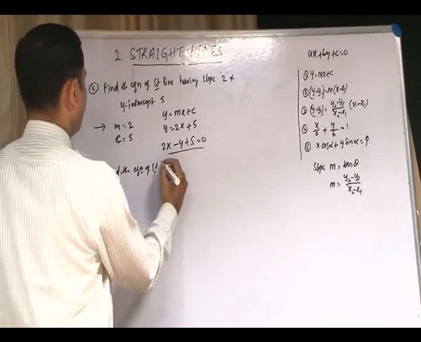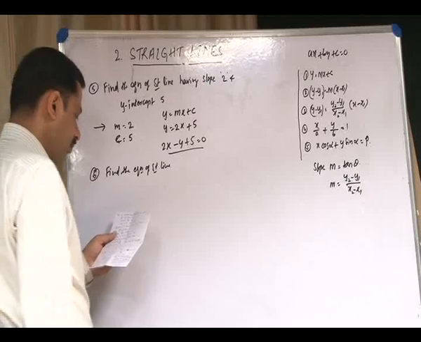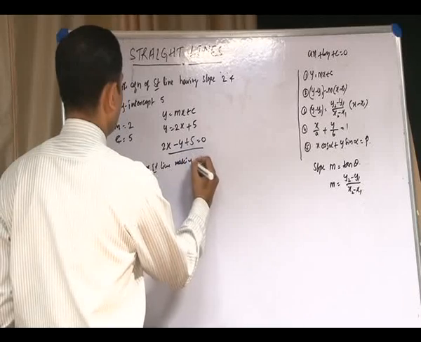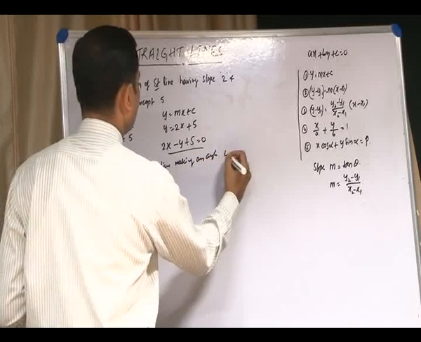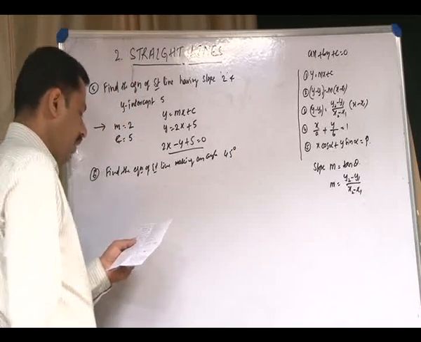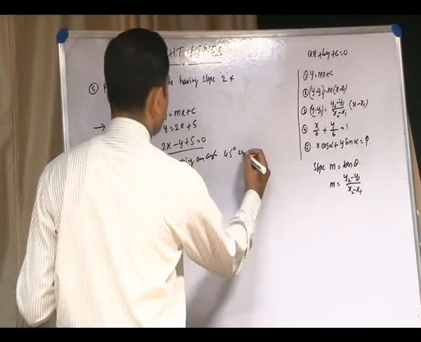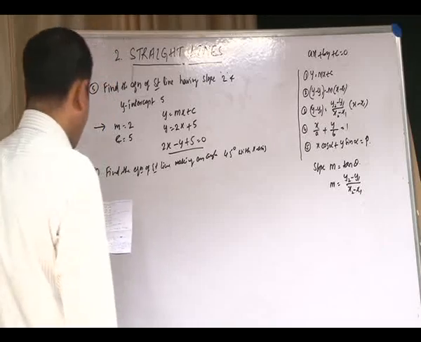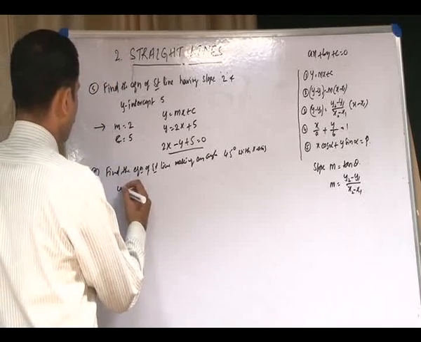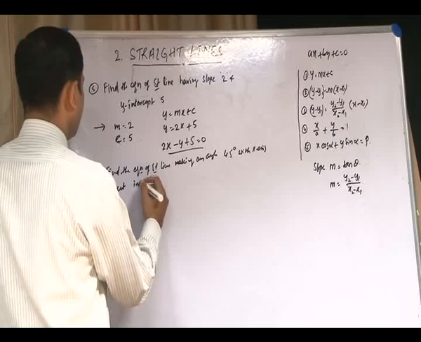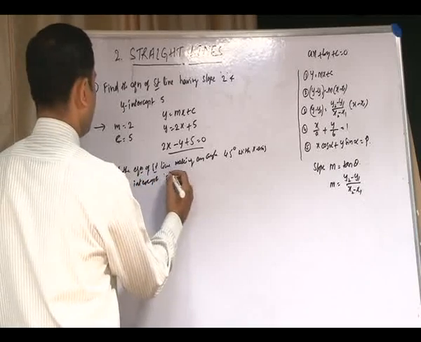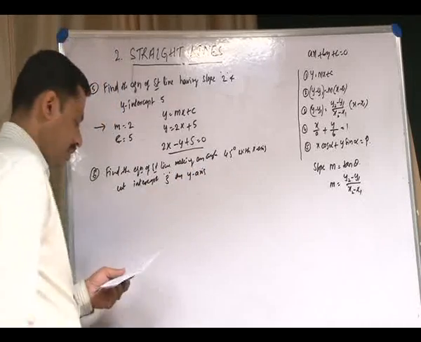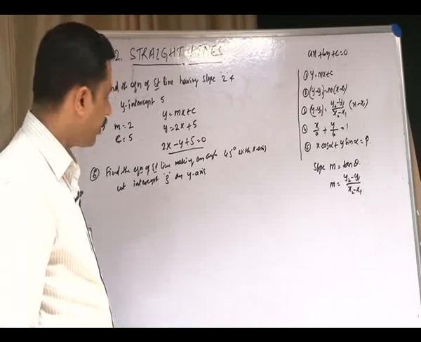Find the equation of the straight line making an angle 45 degrees with x axis and cutting an intercept 3 on y axis. So, we have to find the equation of the straight line.